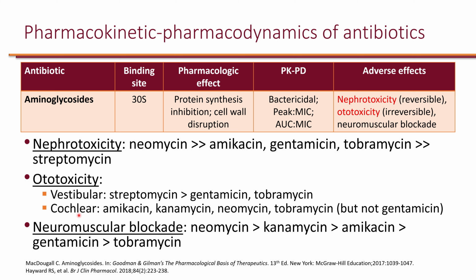With neuromuscular blockade, neomycin and kanamycin cause more, which is essentially why we don't use them for systemic infections. Amikacin, gentamicin, and tobramycin can all cause neuromuscular blockade, but this is not really common, and most episodes have occurred in association with anesthesia or the administration of neuromuscular blocking agents, and it can be reversible.